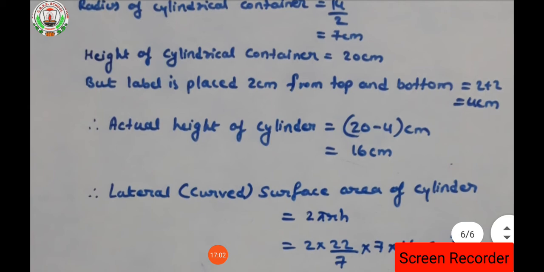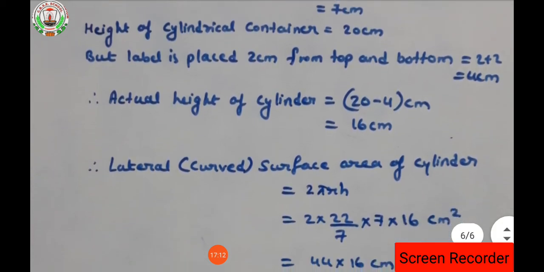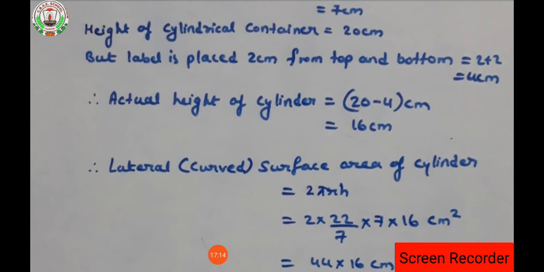2 centimeter from the top and 2 centimeter from the bottom. So 2 plus 2 will be how much? That will be 4 centimeter. So what will be the actual height? Height of the cylinder is given as 20. But the actual height when a label is stuck 2 centimeter from the top and 2 centimeter from the bottom.